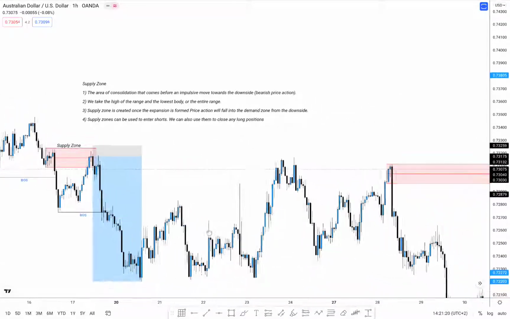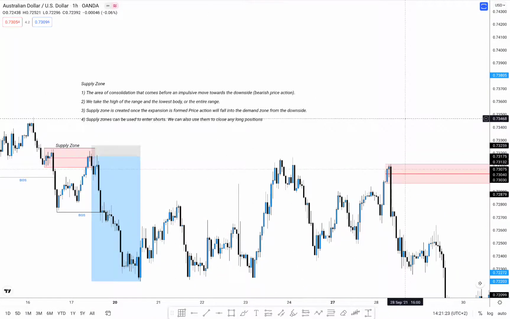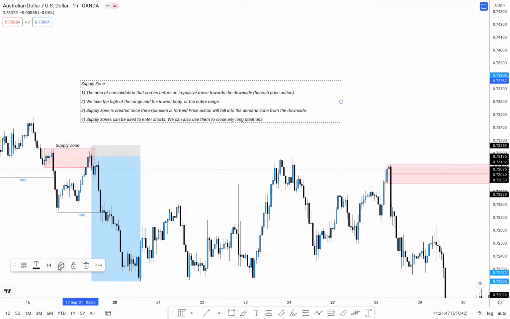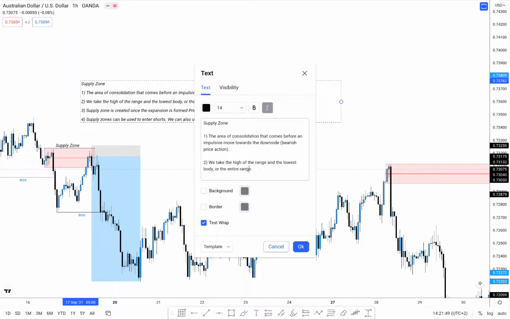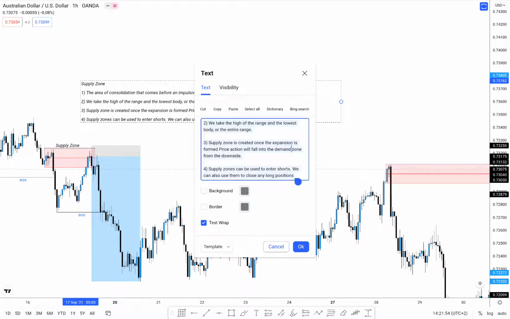So just to repeat the rules, supply zone is the area of consolidation that comes before an impulsive move towards the downside, showing bearish price action. We take the high of the range and the lowest candle body of the entire range. Supply zone is created once the expansion is formed. Price action will fall into the supply zone from the downside. Okay, let me just quickly change that, guys. It's actually supposed to be supply. Sorry for that.